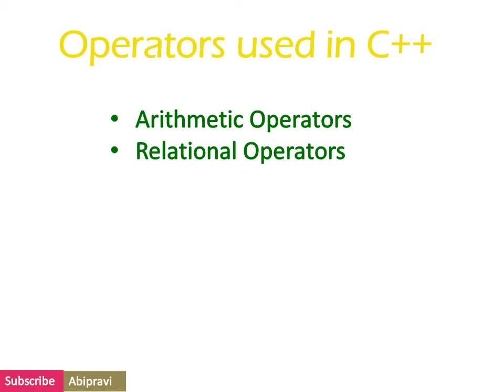Relational operators. Relational operators are used to relate two data or values and find the result. If the result is true, it returns the value 1, or else if the result is false, it returns the value 0.